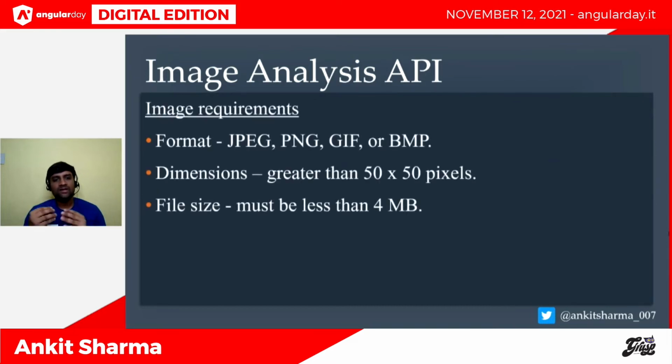The image requirement for the image analysis API is that the format should be JPEG, PNG, GIF, or BMP. The dimension must be greater than 50 by 50 pixels, and the file size must be less than 4 MB. So this is very important to note that if we exceed the file size, we will get an API error, because we cannot transfer a file size of more than 4 MBs to our image analysis API.